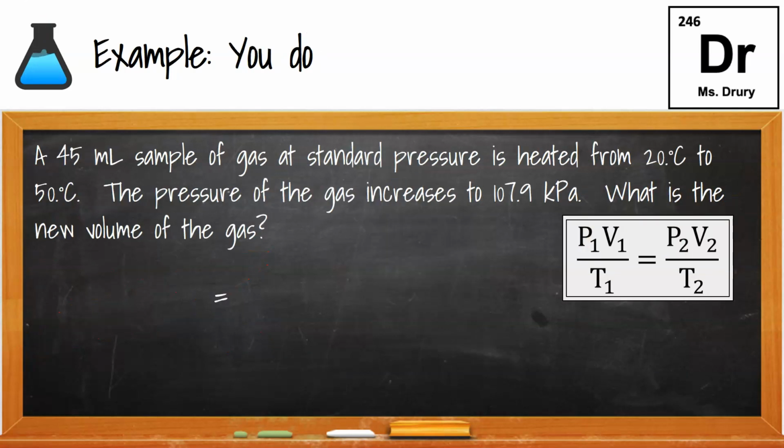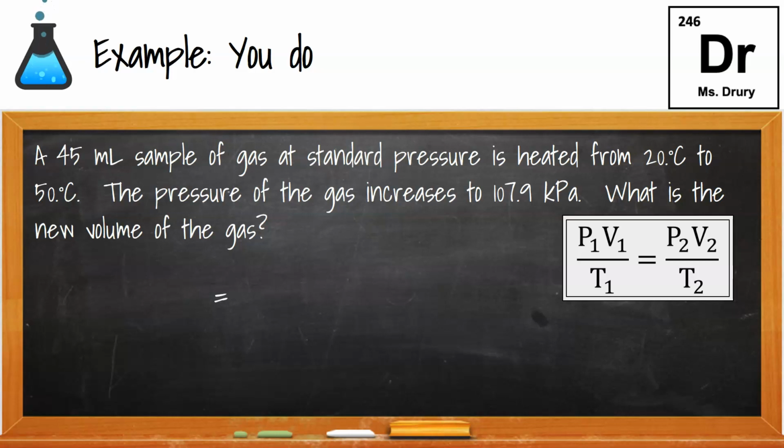I want to see if you can do this. A 45 milliliter sample of a gas at standard pressure, notice standard pressure is on the front of your reference table, is heated from 20 to 50 degrees Celsius. The pressure of the gas is at 107.9 kilopascals. What's the new volume of the gas?